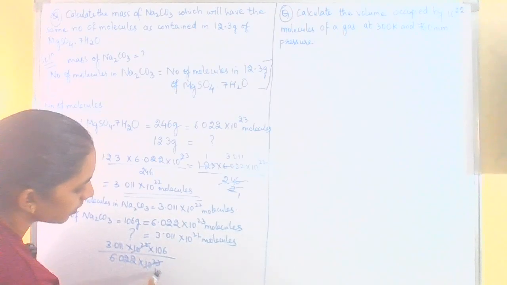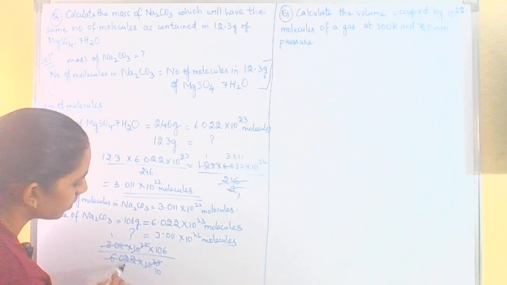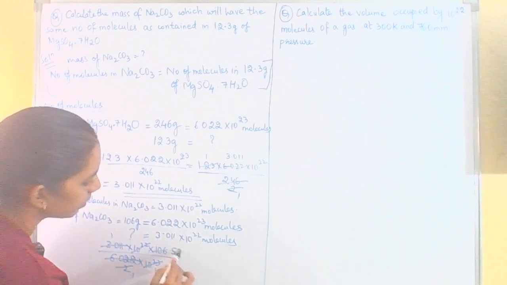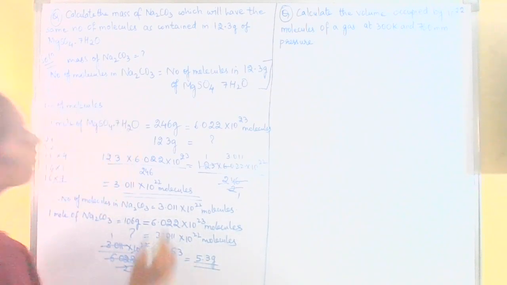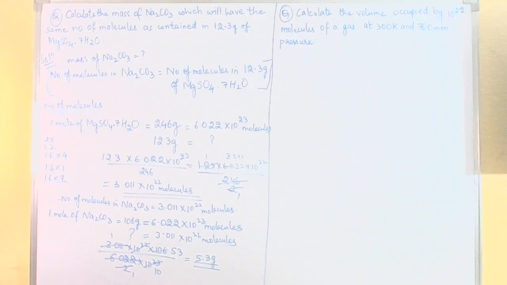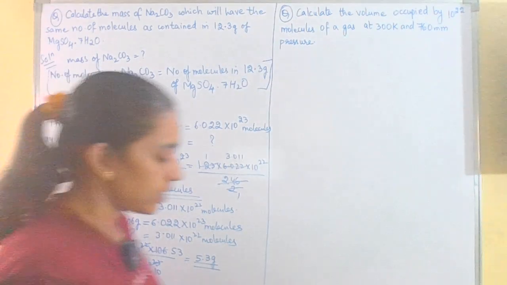So this one and this one gets cancelled. Twos are 2, 2 ones are 53. 53 by 10 is 5.3 grams. So the mass of Na2CO3 is 5.3 grams. Now we will see the next question.